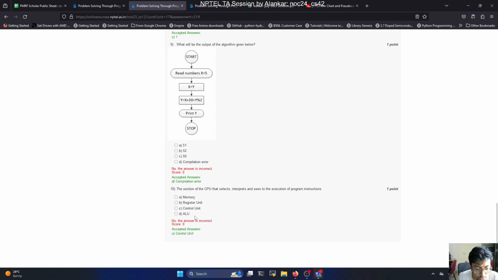Out of all these, the correct option is the joystick, right? But I doubt who uses this at this point of time. Okay, so question 3, so choose the correct option.